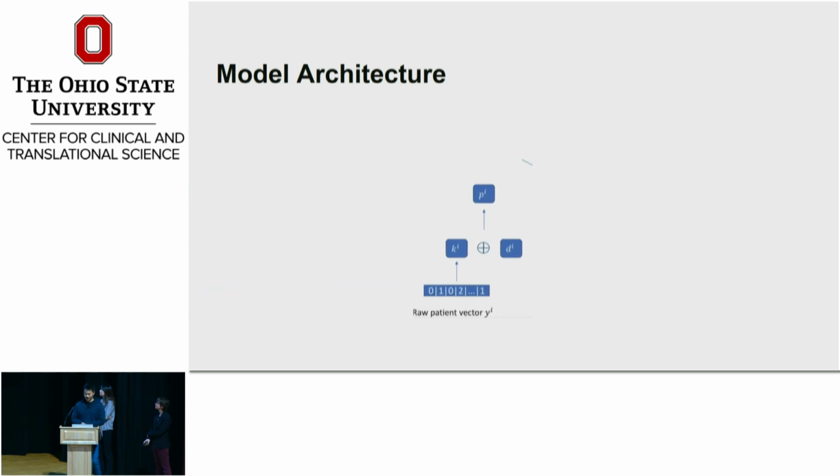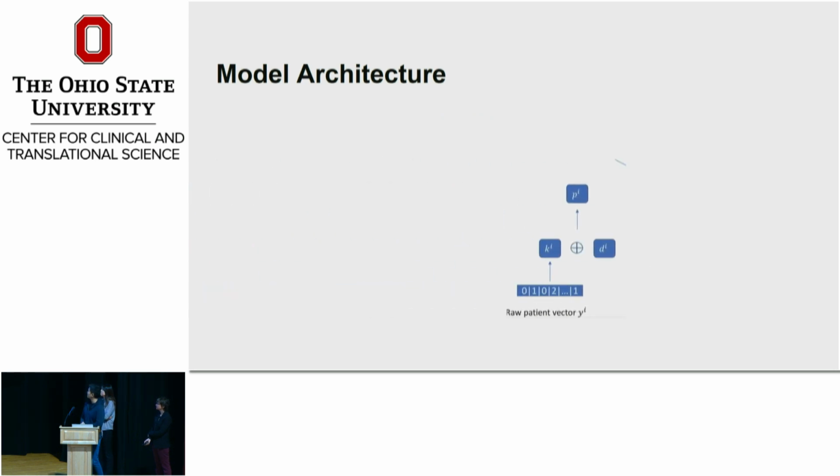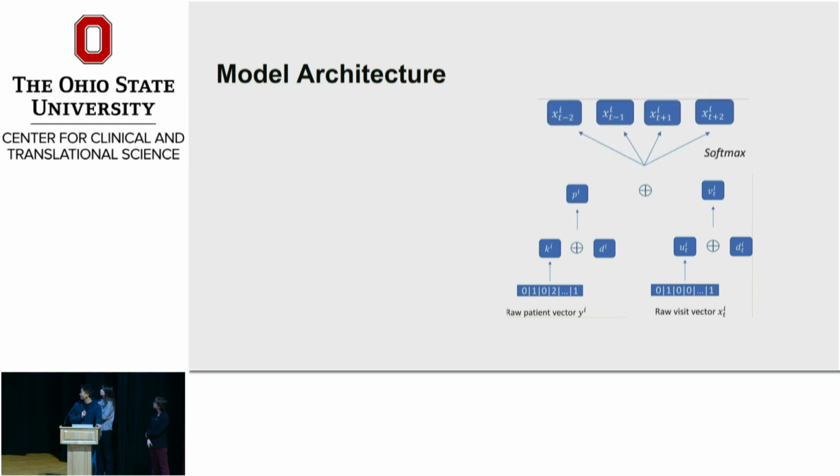The model architecture. So we first represent the patient as a set of medical codes. Here, the 0, 1, 2 represent the frequency of the medical code. We call that a raw patient vector. And then we project the raw patient vector into a latent space that represents the patient and then concatenate with the DI, which is the demographic information.